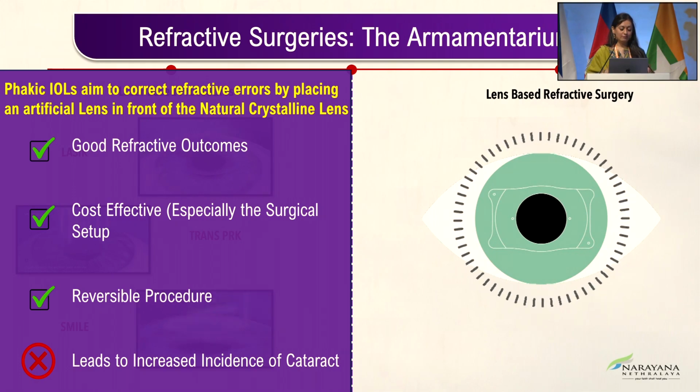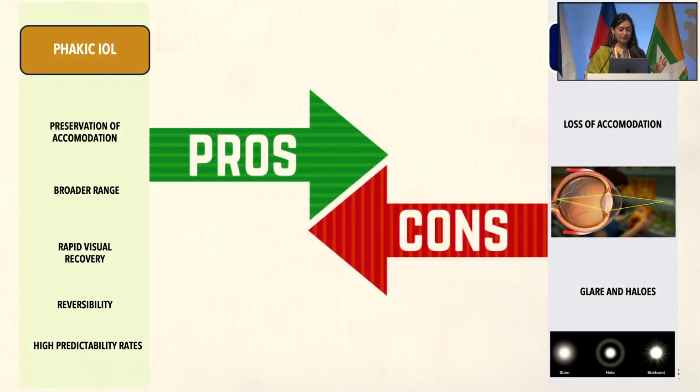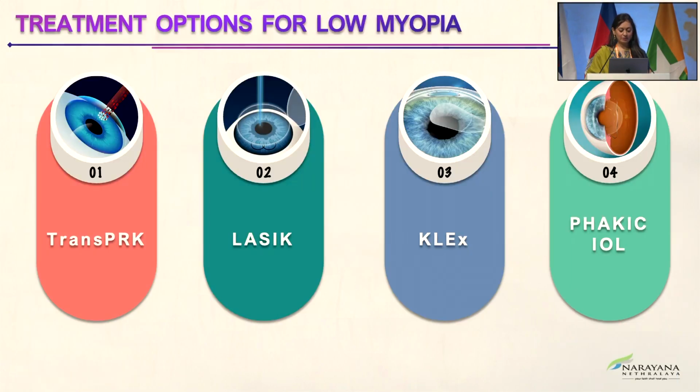But with today's era, if there is a cataract, there's a good way to deal with it with the best of lenses available in our armamentarium. So, of course, when it's a lens-based surgery, there's no question: if the patient is young and everything is fine, phakic IOL is the way forward because it does preserve the accommodation. It has a broader range, rapid visual recovery, and high predictability rates.